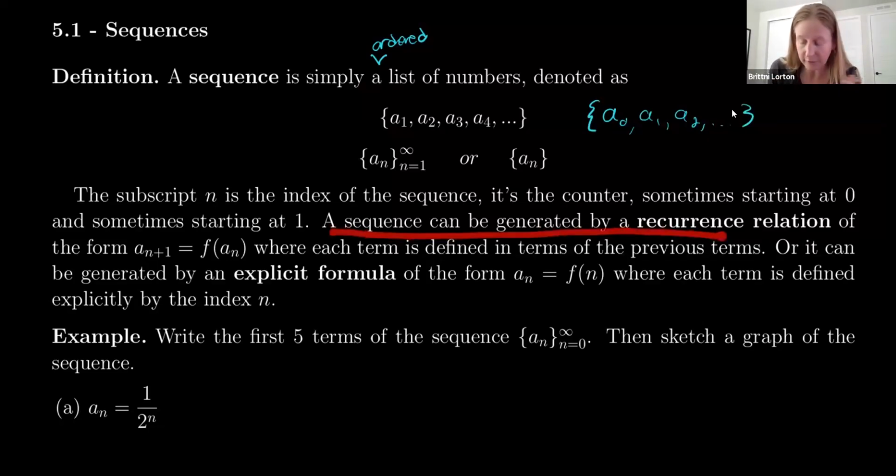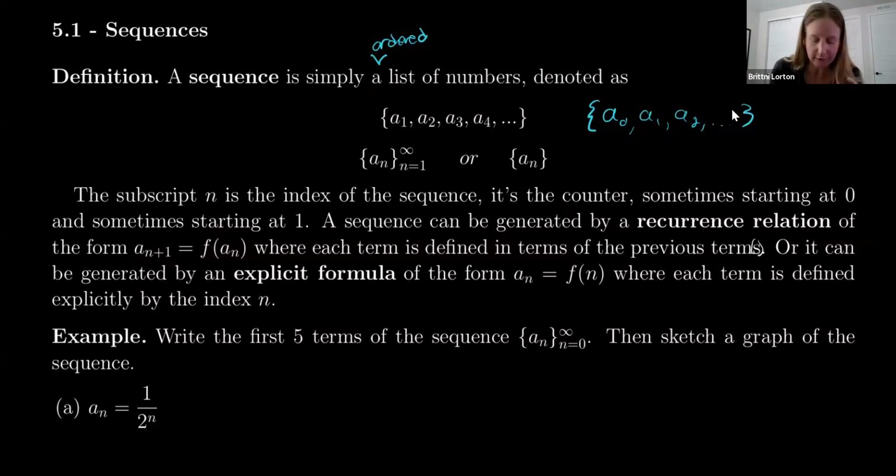A sequence can be generated in a couple of different ways. First of all, it could be a recurrence relation, which is where the next term in the sequence depends upon the previous terms. And that's often denoted as a sub n plus 1, to simply mean the next one equals some function or something to do with the previous terms. That's where each term is defined in terms of the previous term or terms. So it doesn't necessarily need to be all of them. It could be some of them. It could be one of them.